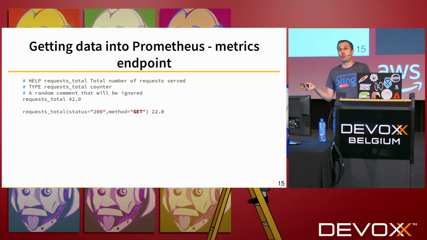And then you can write some other comments that have no meaning whatsoever. You can attach some labels to this metric. So in here we say we have the requests that have generated a 200 status code response and have been a response of a GET verb. Now those are 22.